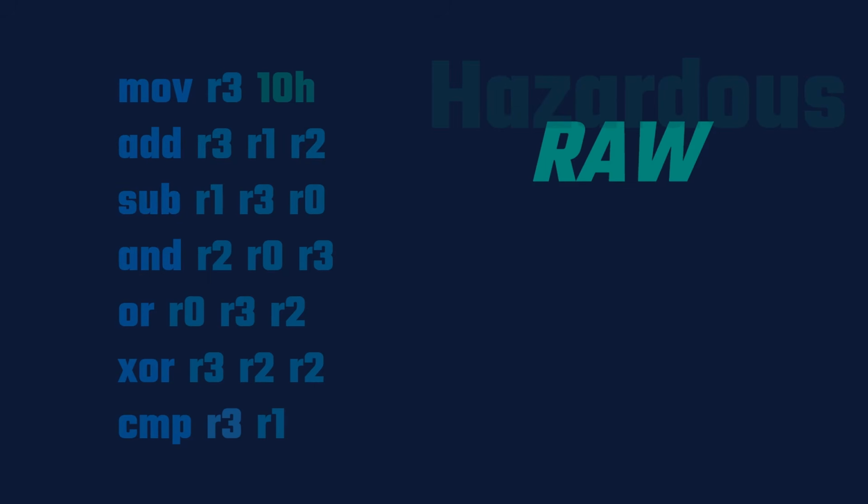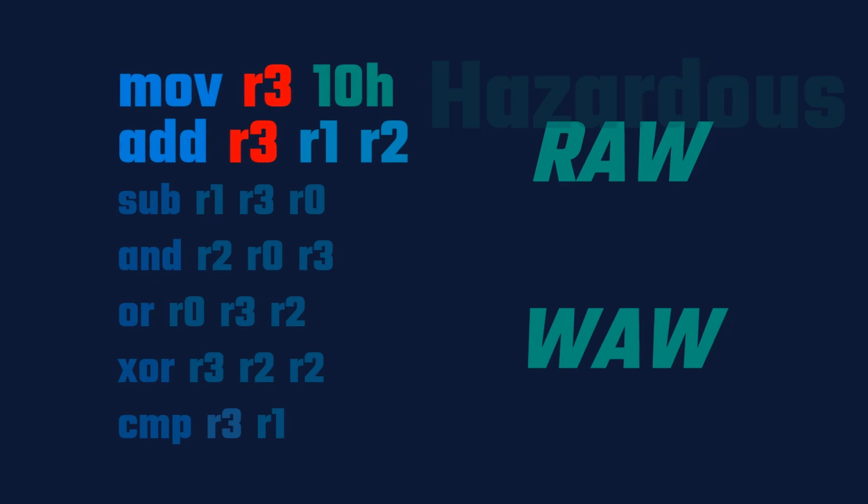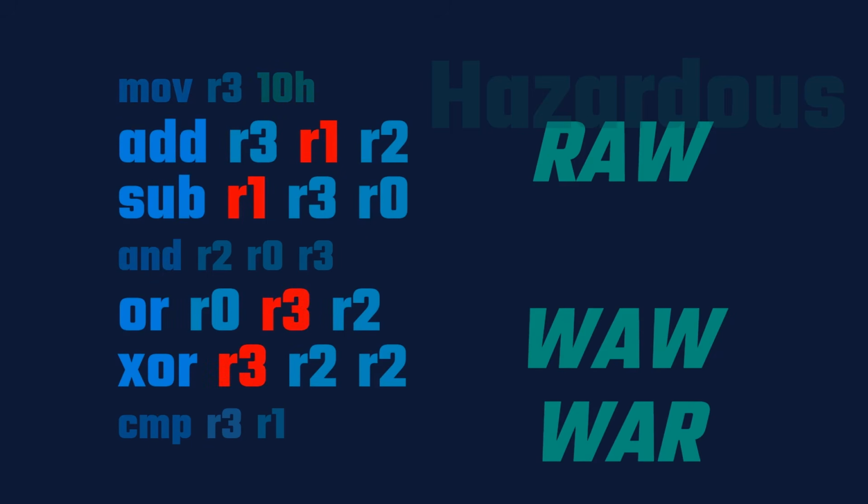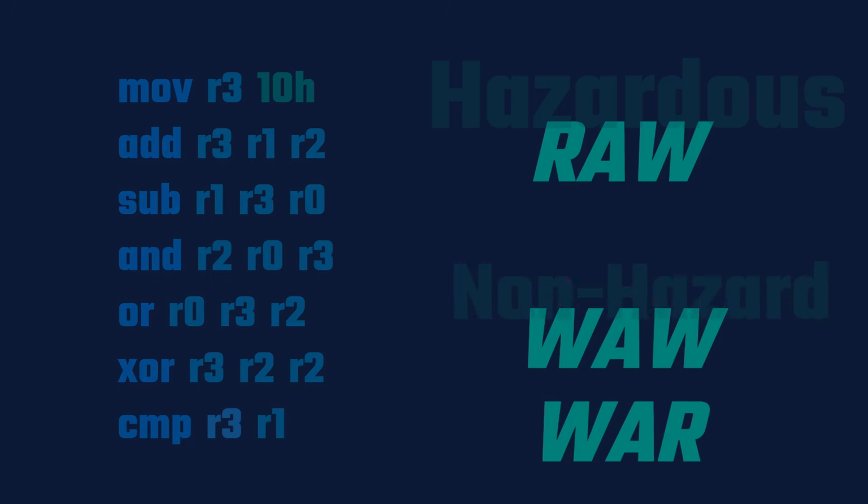There are other types of dependencies as well, namely write after write, that is a WAW dependency, and a write after read, that is a WAR dependency. But these other two aren't actually hazardous to our pipeline yet.